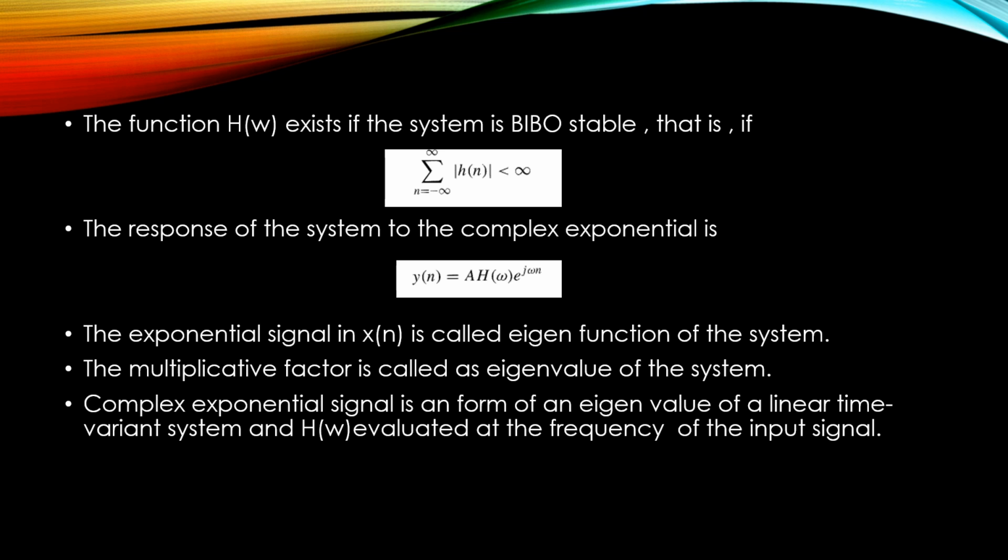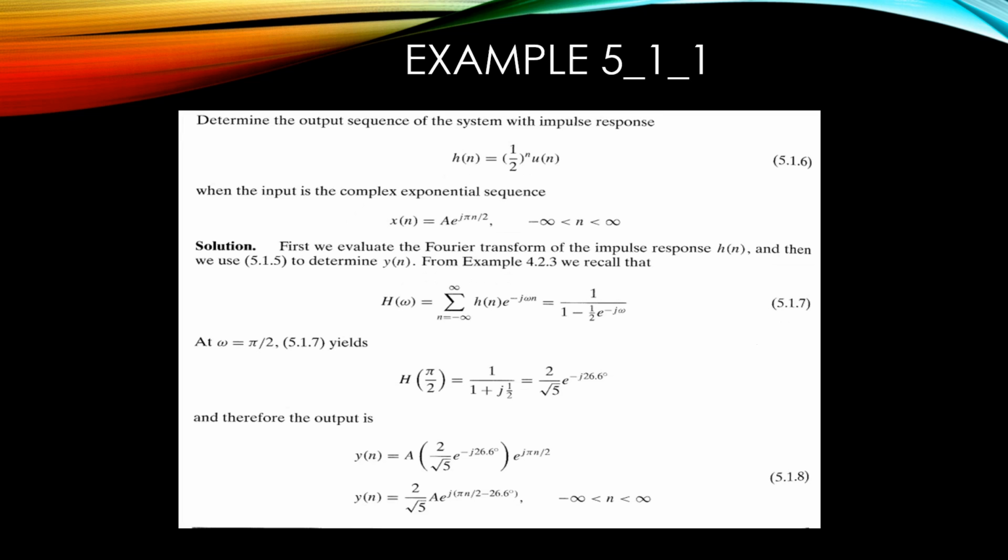The exponential signal in x of n is called the eigenfunction of the system. The multiplicative factor is called the eigenvalue of the system. The complex exponential signal is an eigenfunction of a linear time invariant system, and the eigenvalue is H of omega evaluated at the frequency of the input signal. Now we see example 5.1.1.